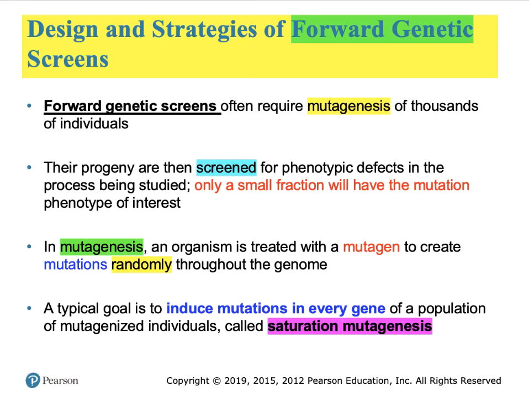Mutagens are substances or techniques that increase the rate of mutations randomly throughout the genome of the organism in question. The conditions are adjusted with the goal of introducing mutations on average into every gene. Once one achieves that goal, we call that saturation mutagenesis.